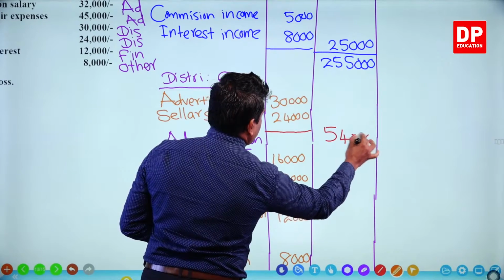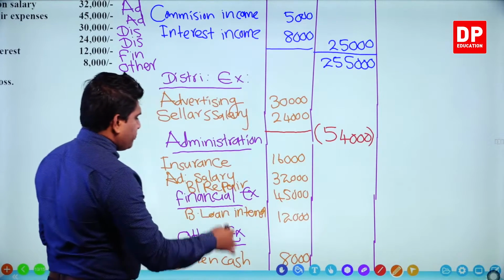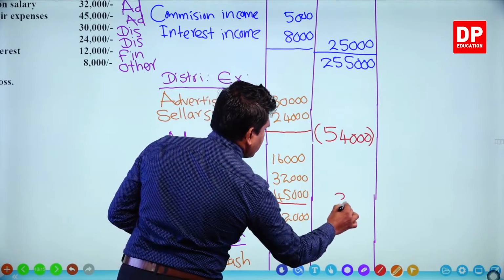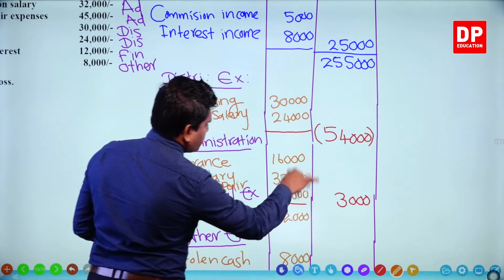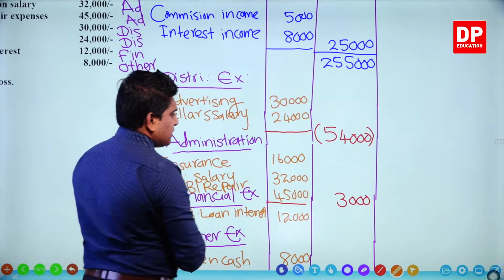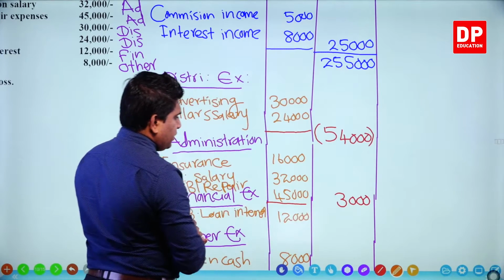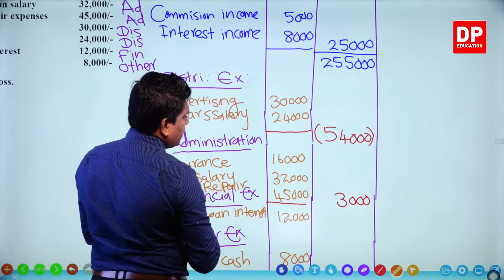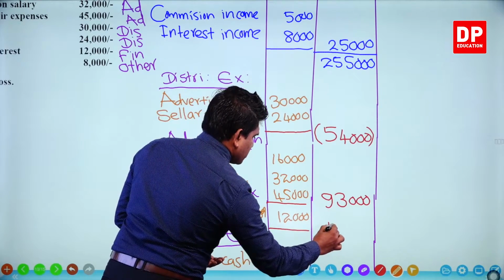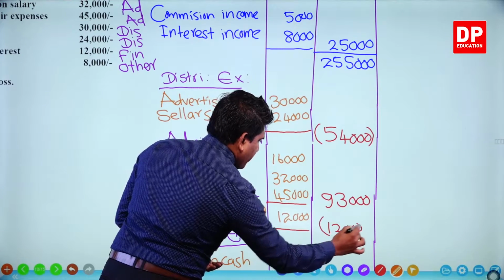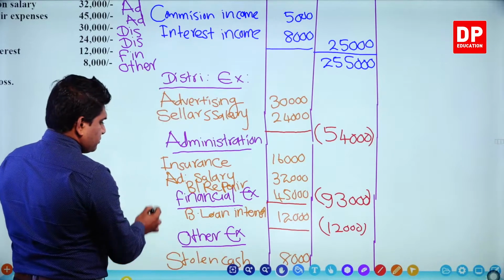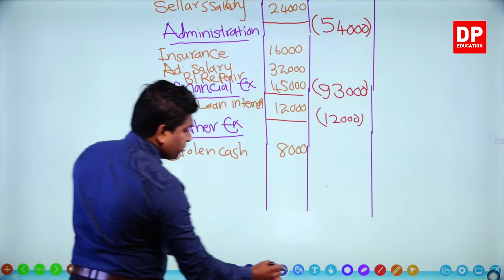right? You put it in the brackets because all the expenses we have to subtract, so we put them into the brackets, right? Here, how much the total? Here 30,000 plus 24,000. Then 5 plus 2, 7 plus 6, 13. Then 3 we put here, 1 save. Then 93,000, right? Now here 12,000, right? Put in the brackets. This one also put in the brackets. Then here 8,000, right?